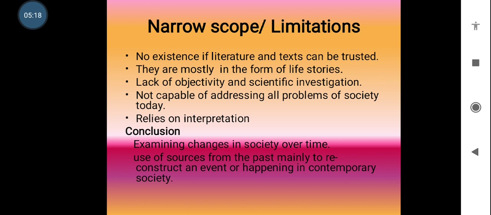Then the last one is the conclusion. Examining changes in society over time, using sources from the past mainly to reconstruct an event or happening in contemporary society. We need to study past changes and present changes. Based on the historical events, we can see what kind of society exists in the present, and how we reconstruct it in a future-oriented way. So all these things occur in the historical method.